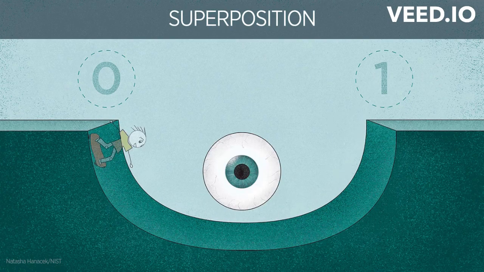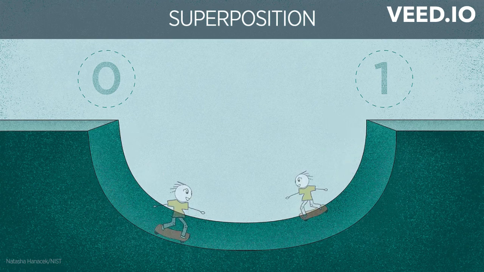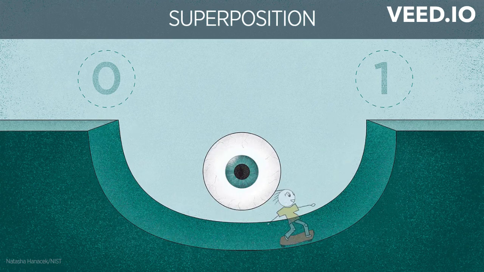Another key concept of quantum mechanics is superposition. This refers to the ability of particles to exist in multiple states simultaneously, otherwise known as quantum states. For example, an electron can exist in a superposition of two different energy states, which gives it the potential to perform multiple tasks at once.